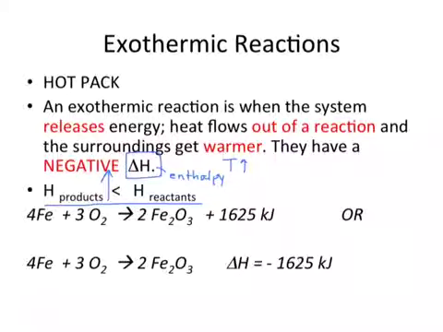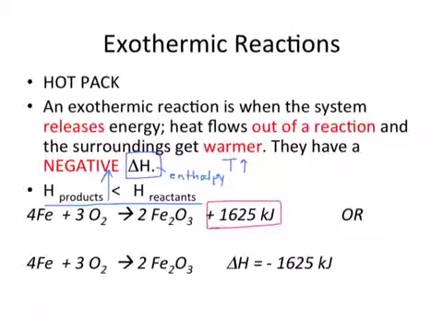If you take a look at the example below, we have iron reacting with oxygen to produce iron(III) oxide. You'll notice that there is a value of energy as a product, 1,625 kilojoules. That is the energy that is going to be released or produced during this synthesis reaction.